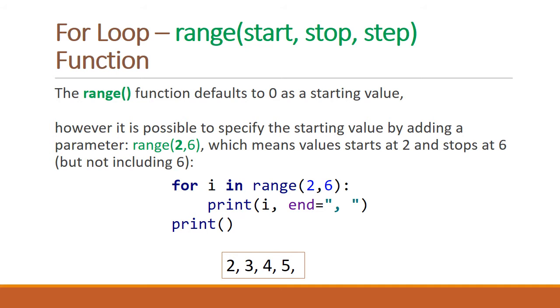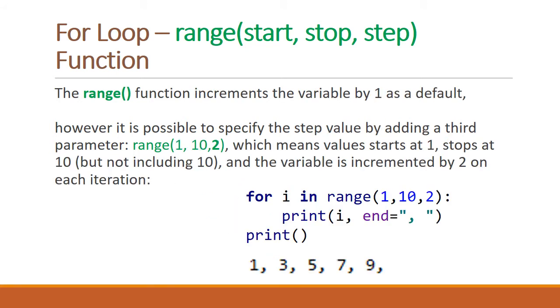We print 4. It's incremented again by 1. i is equal to 5. We print 5. And i is incremented again. i is equal to 6. That's the stop value, so that's the end of the for loop. And the next statement that's executed is the print with no parameters, which is not indented within the for loop.